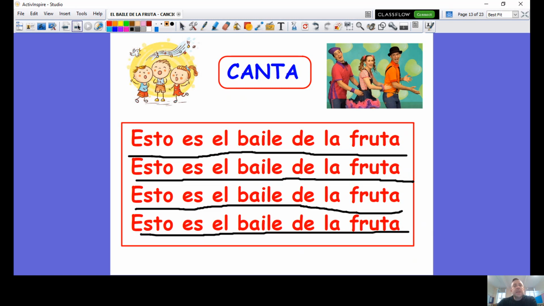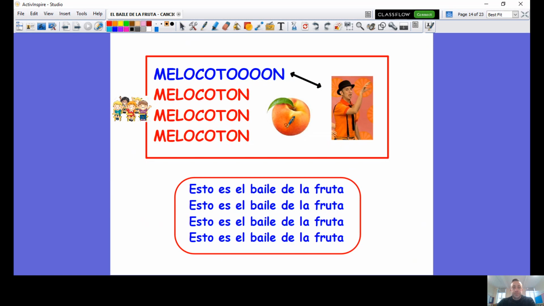We're going to sing that along. Let's have a look at what we have to do. Now, in the video, you will see Nacho. This is Nacho. And he will introduce the fruit. And then he's going to repeat it. And we have to repeat everything he does. For example, Nacho's going to go, melocotón, melocotón, melocotón, melocotón. We've got to repeat that. We're going to have to go, melocotón, melocotón, melocotón, melocotón.